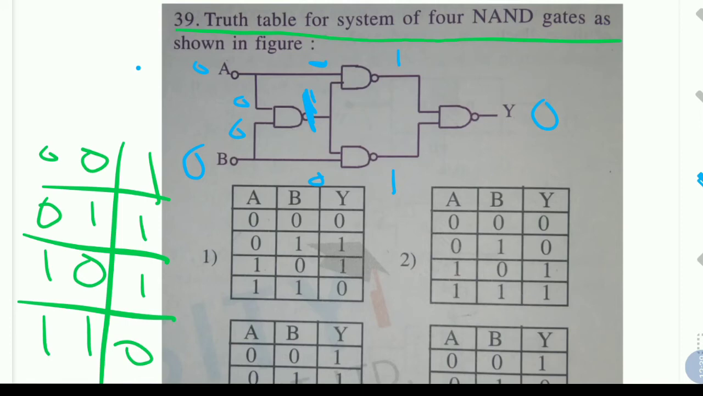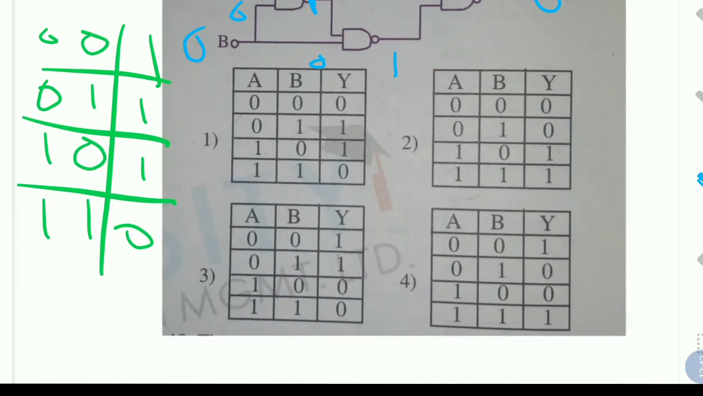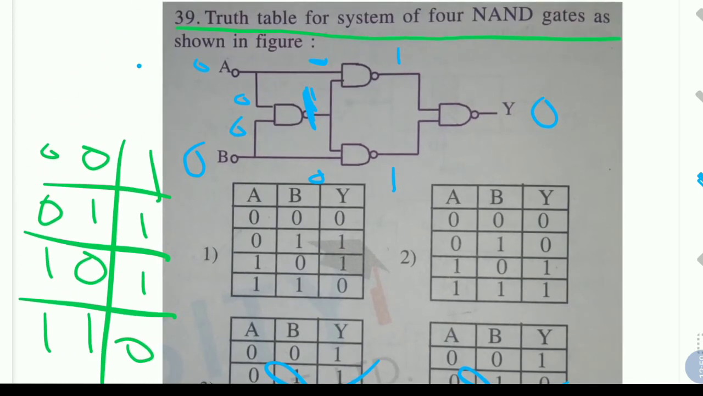First one 0. So check the options. Option third is wrong. So option 4 is also wrong. Check the second one.